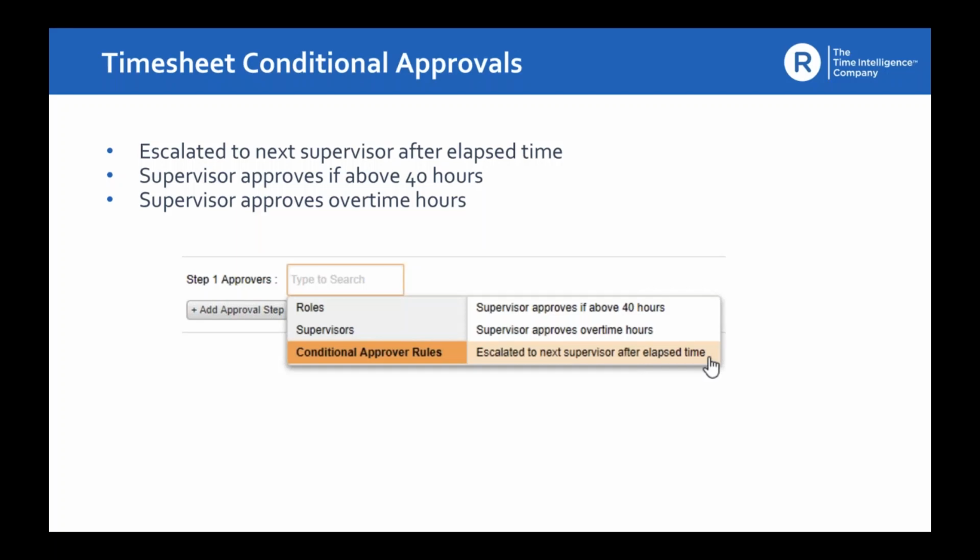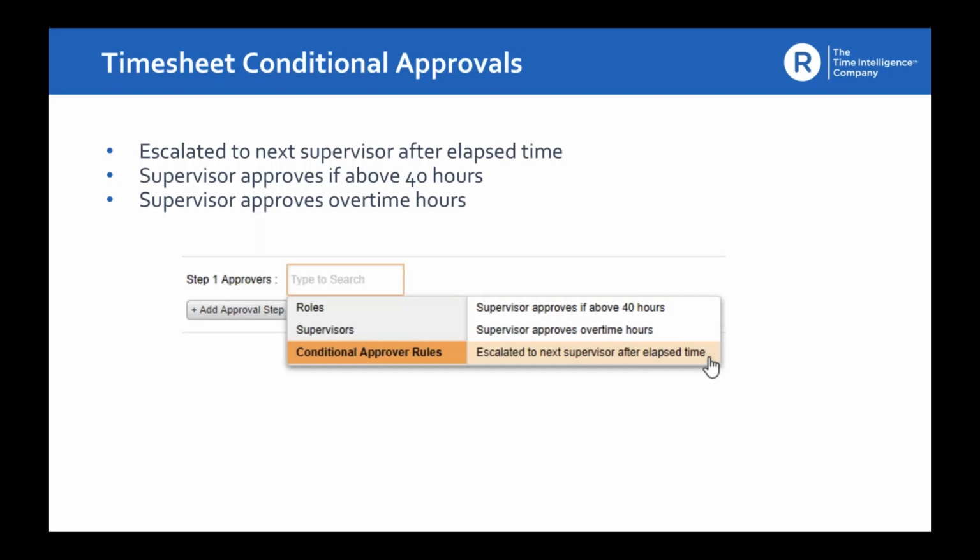The second one is supervisor approves if it is above specific hours. So you may have a requirement where you want to auto approve specific working hours every week, but if there's anything more than that, you would like to send it to the supervisors. That's where it is configurable as well, and you can modify the script with a parameter to redefine that number of hours there. And we have also released a supervisor approved overtime hours.